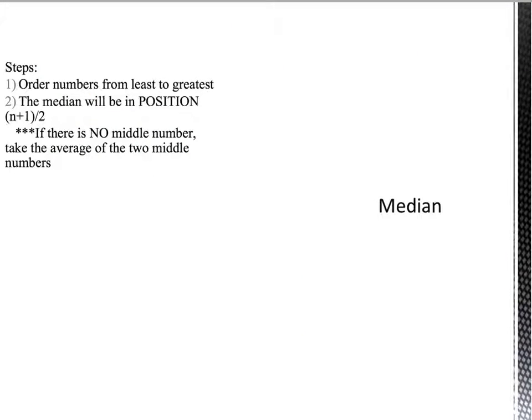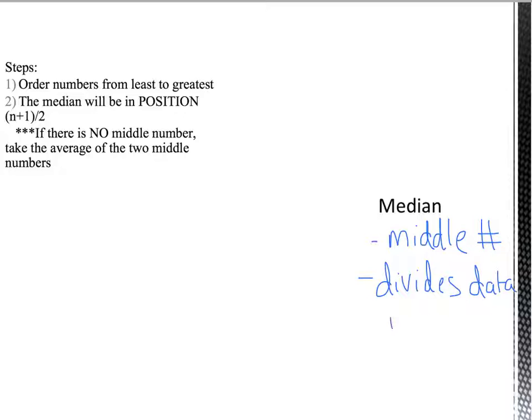The median, I think that you all know what the median is as well. Median is the middle number, and it divides the data set in half. Okay, so the steps to find the median. First, you want to order the numbers from least to greatest, and I'll show you in your calculators how to easily and quickly do that.